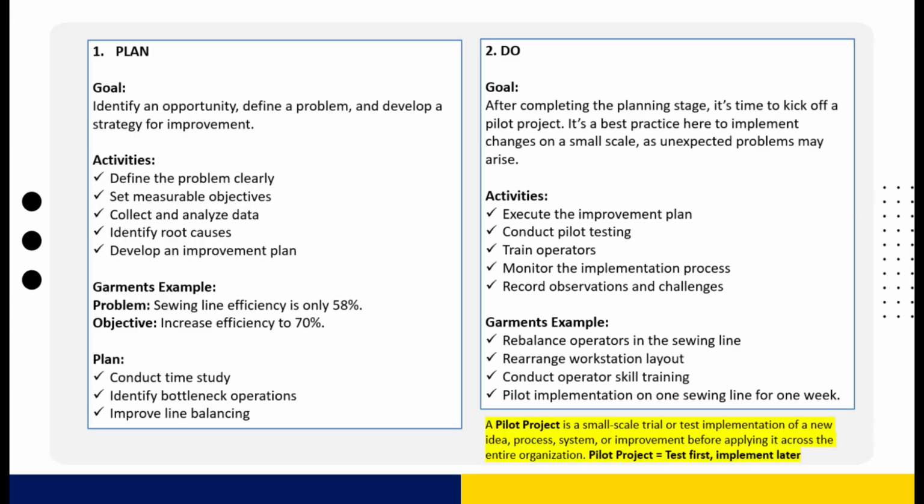The first step is plan. The goal of the plan stage is to identify an opportunity, define the problem, and develop a strategy for improvement. The main activities in this stage are clearly define the problem, set measurable objectives, collect and analyze data, identify the root causes, develop an improvement plan. Good planning creates a strong foundation for successful improvement.